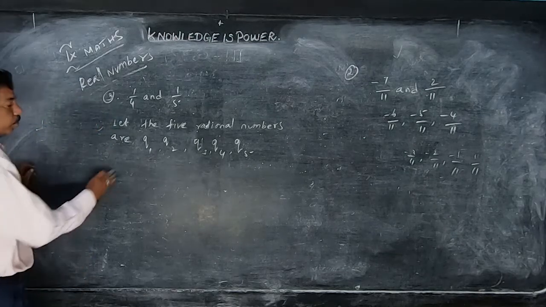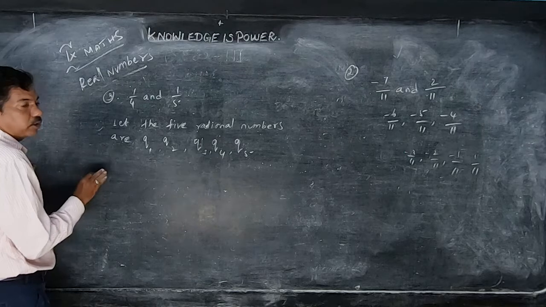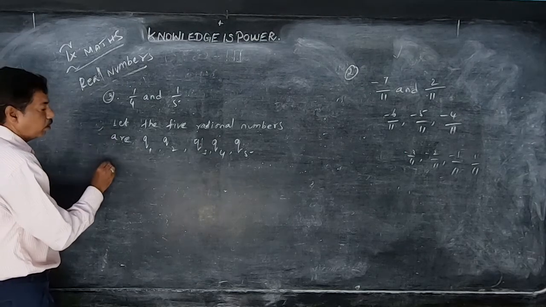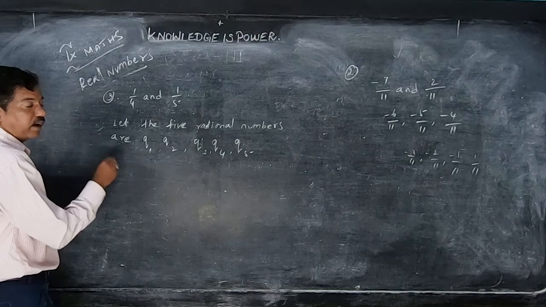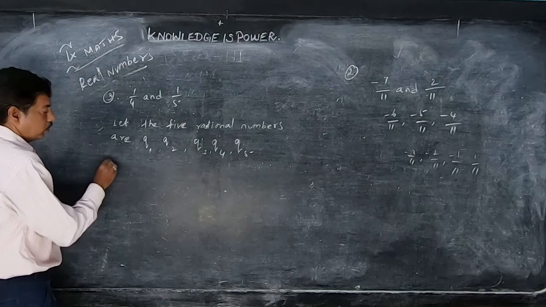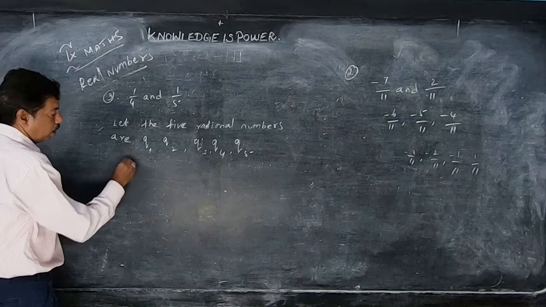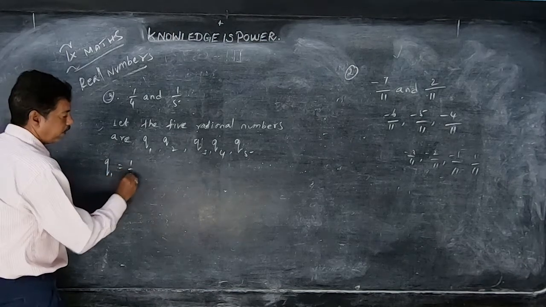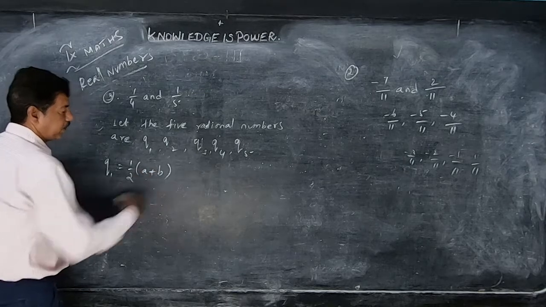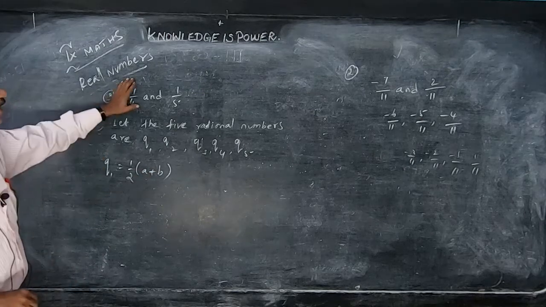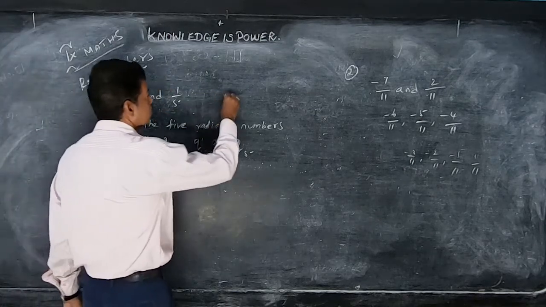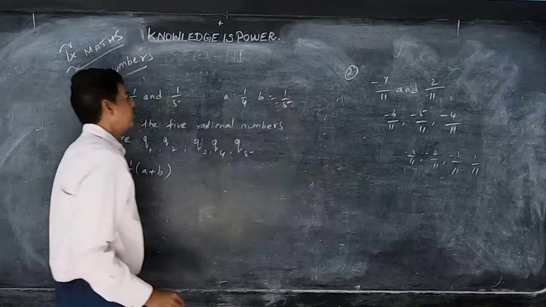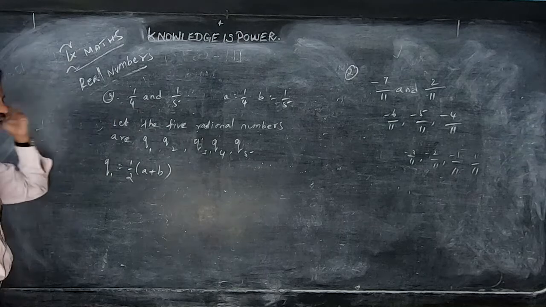Okay, so there is a formula. To find the rational numbers between the two, we have to use the formula: a plus half into a plus b by 2. For example, Q1 equals 1 by 2 into A plus B. A is 1 by 4, B is 1 by 5. Take this as A, this as B.